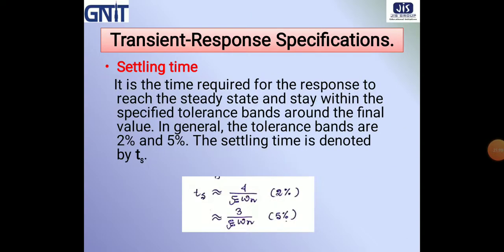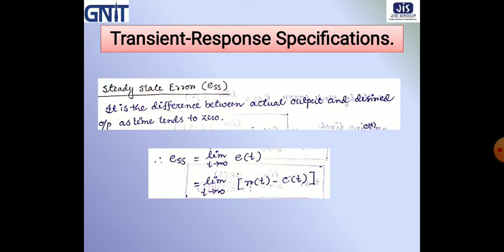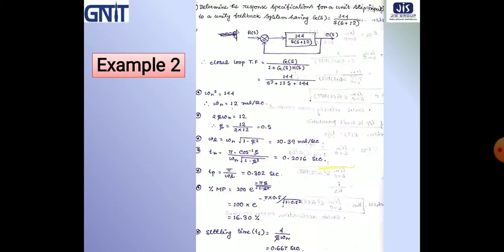So all these times, that is peak time, rise time, settling time, are in units of seconds. Just keep that in mind. Now what is steady state error? It is the difference between the actual output and the desired output as the time tends to infinity. So ESS is equal to the limit as t tends to infinity of e(t). This is our steady state error.